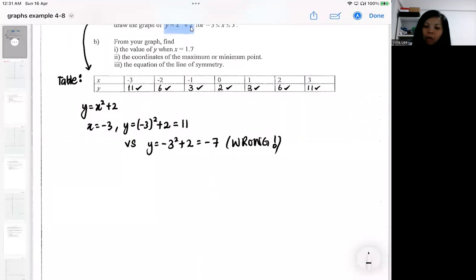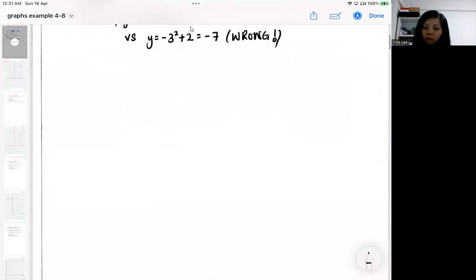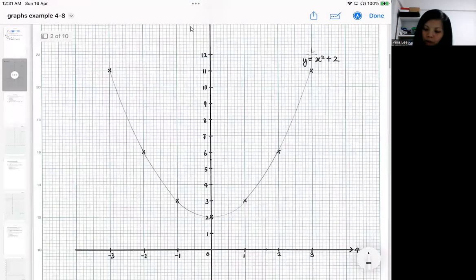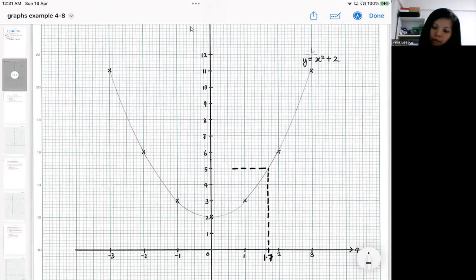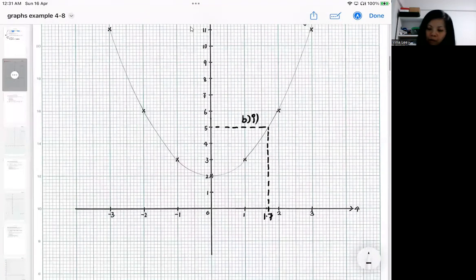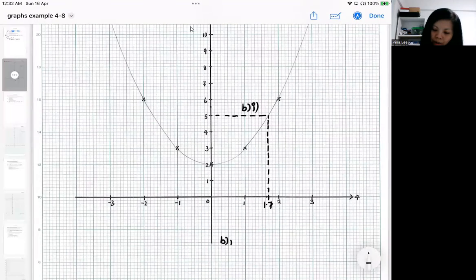Okay, so B part 1, your job is to find the value of y when x is equal to 1.7. It's the same thing as in example 3: you locate the 1.7 until you touch the graph, and then you dot it over. So that will be your B part 1. Then I will be labeling very clearly and answering very specifically. When x is equal to 1.7, y is equal to 5.